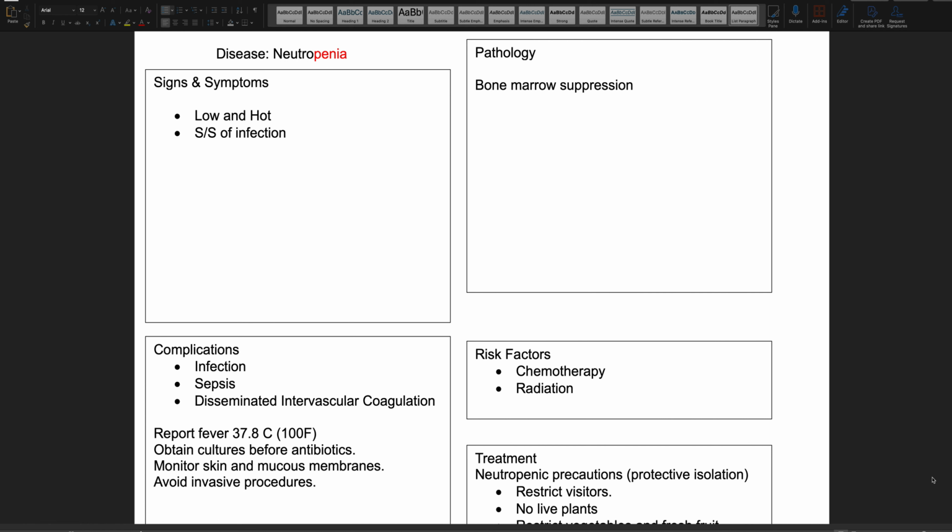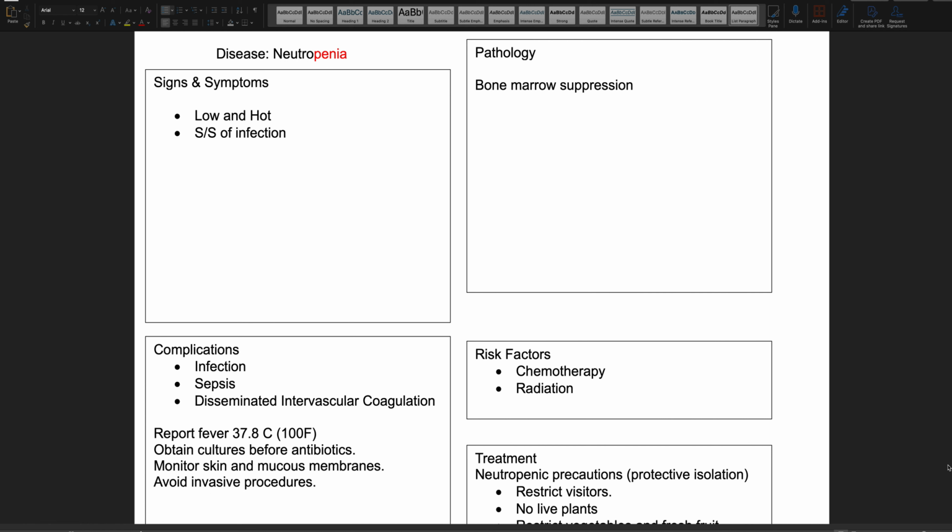But somebody with neutropenia, since the neutrophils are the ones that cause us to have a fever, but also cause us to have purulent drainage, your patient could have an infection without purulent drainage. Okay, so we have to look for subtle signs of infection.